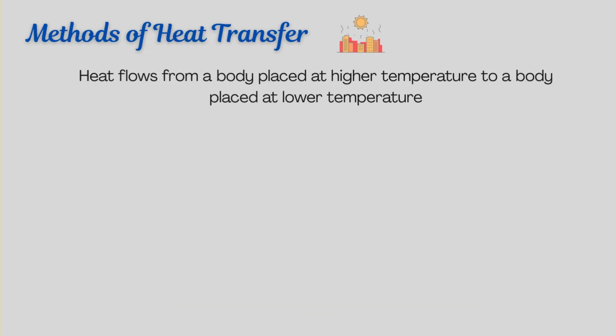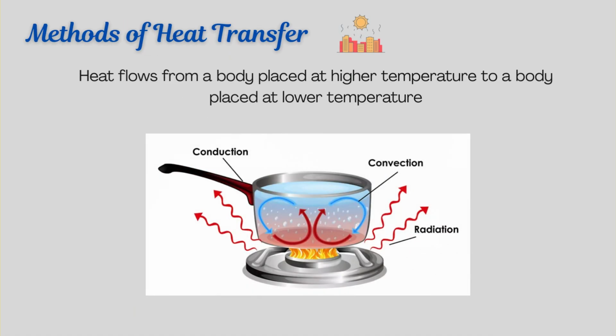Methods of heat transfer. Heat flows from a body placed at higher temperature to a body placed at lower temperature. This phenomenon is called transfer of heat. There are three modes by which heat can be transferred from one body to another body: conduction, convection, and radiation.